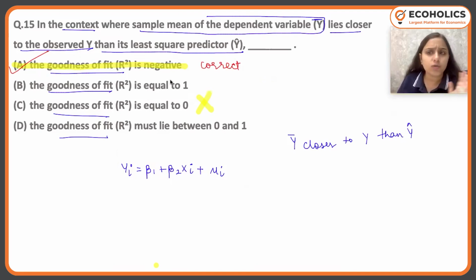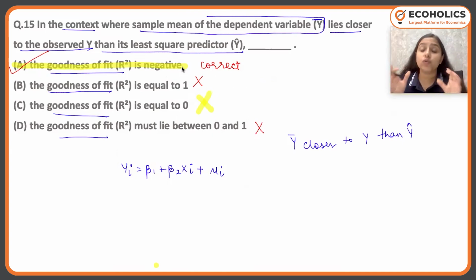Look, it can't be equal to 1 for sure, because equal to 1 means the prediction is equal to the actual value. So this is eliminated here. Equal to 0 is eliminated from the reasoning I gave. Between 0 and 1, it will lie, but in this case it will not lie between 0 and 1, because it will be negative. So whenever your model is completely mismatched, whenever your model is not a good fit, the R square is going to become negative. It means that ESS, instead of giving me some prediction, is deviating me from there.